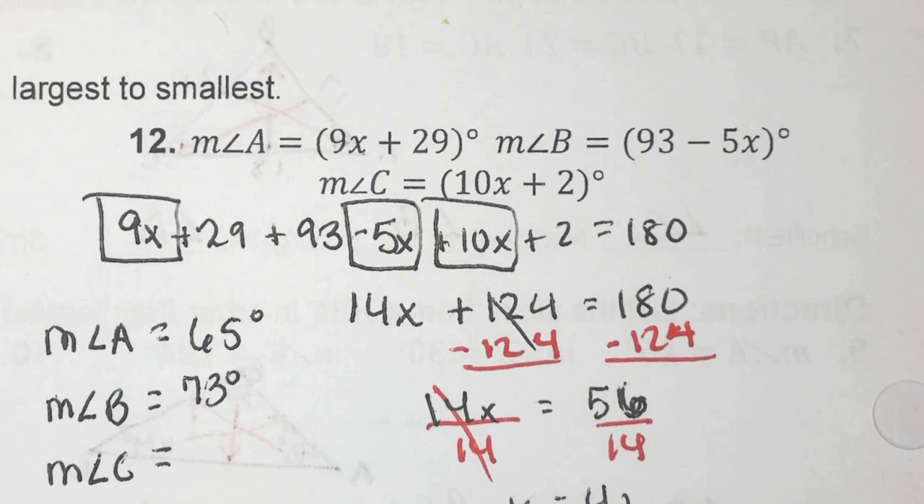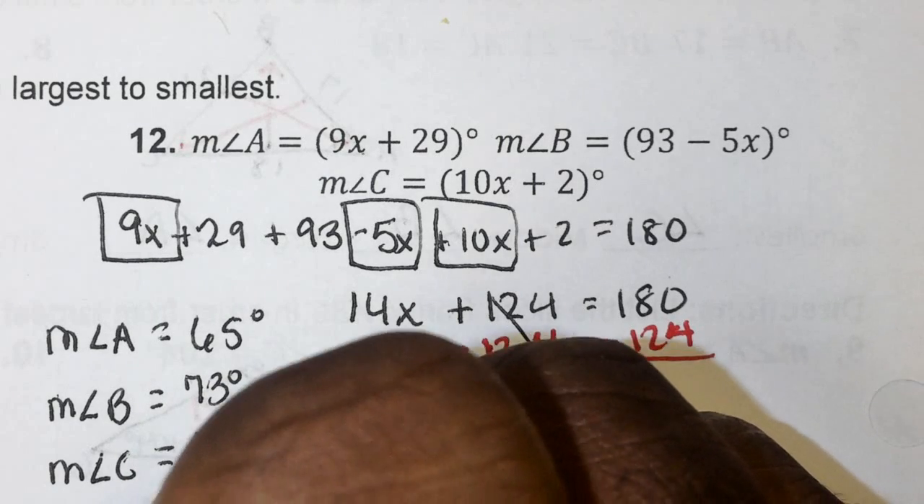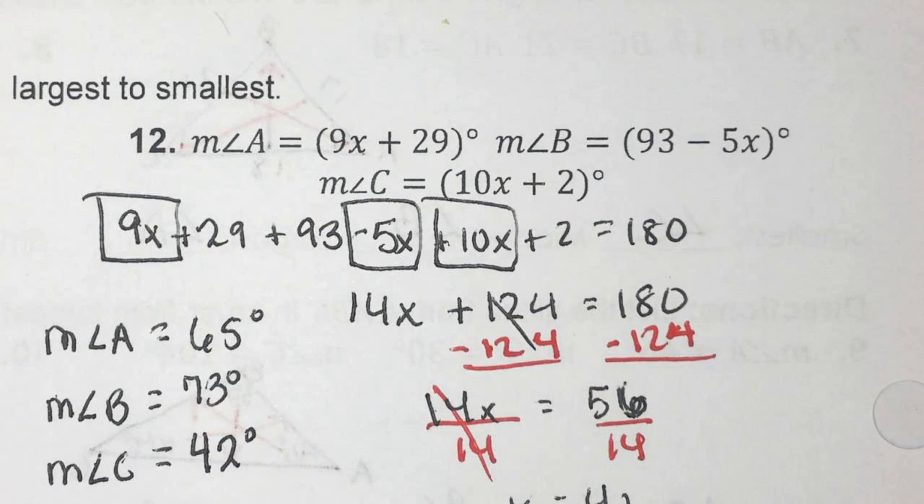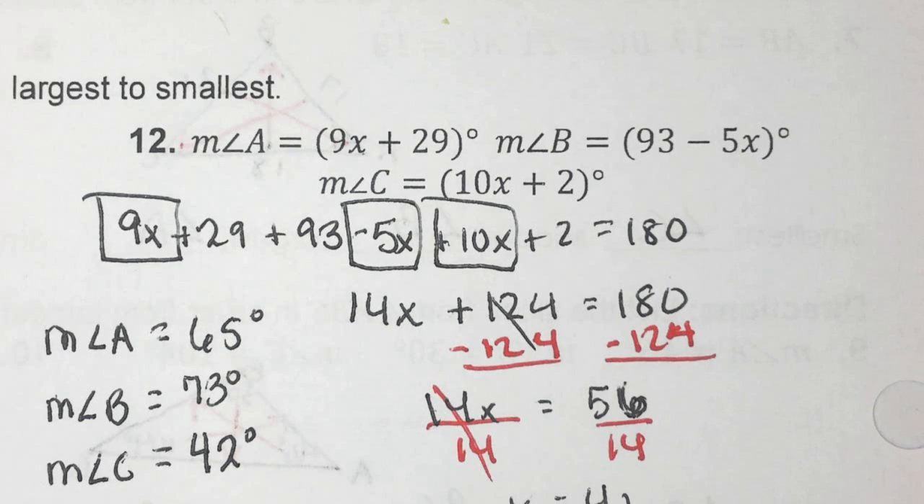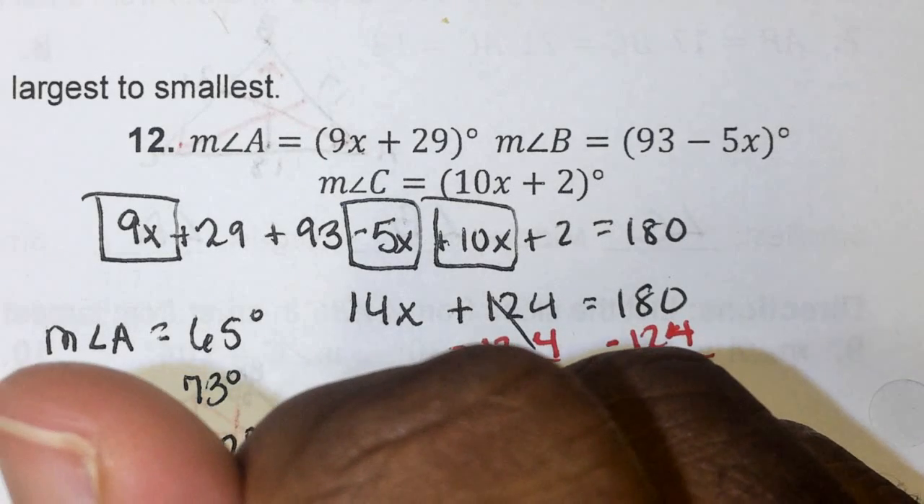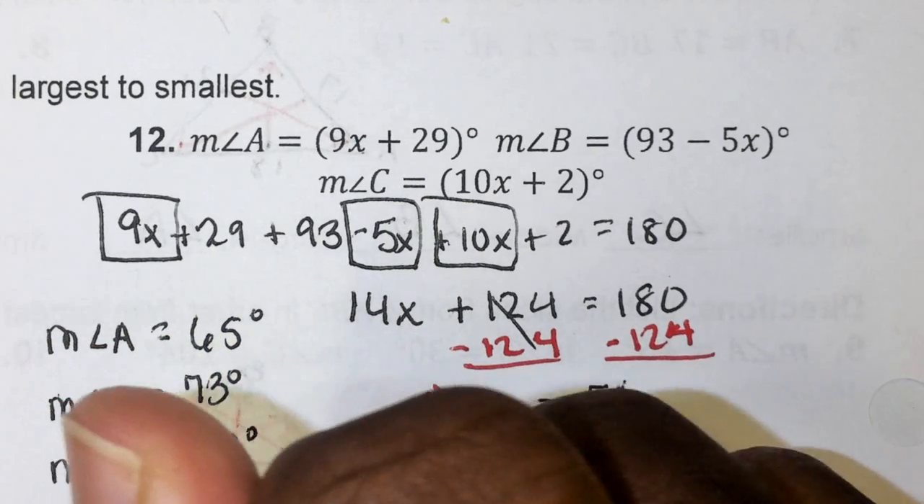The last one, 10 times 4 plus 2, 42. So those are all three of my degrees. They should add up to 180. They do add up to 180. After that, I still need to find my sides, largest to smallest. Now I have my degrees, I can do it.